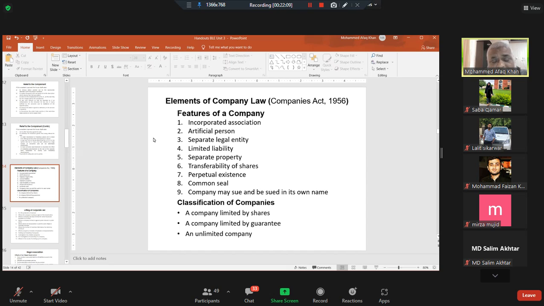Then common seal. Now, we, the natural persons, we have signatures. When we enter into contracts, we put our signatures on the documents, on the contract papers. A company, since it's a separate legal entity, enters into different types of contracts, and the official signature of the company is its common seal.